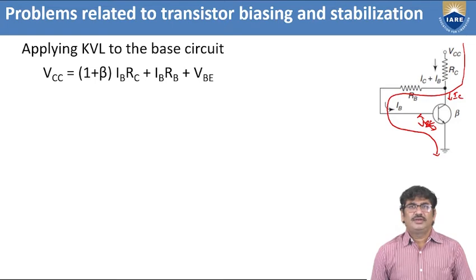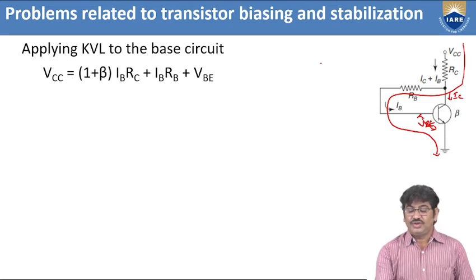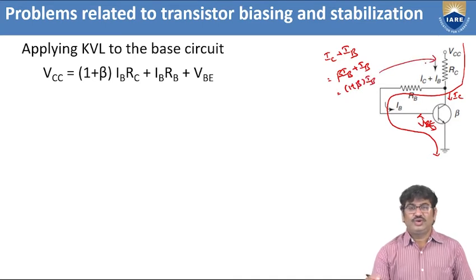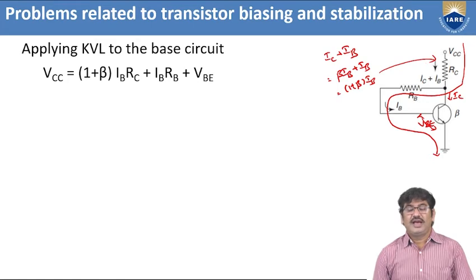VCC is given, beta is given, RC is given, RB is given, VBE is given. So we need to find out the base current from this circuit. The current flowing through RC is IC plus IB, which we can write in terms of IB: IC is equivalent to beta times IB, plus IB gives 1 plus beta times IB. This is the current flowing through RC, that is IC plus IB, which we can write as 1 plus beta into IB.